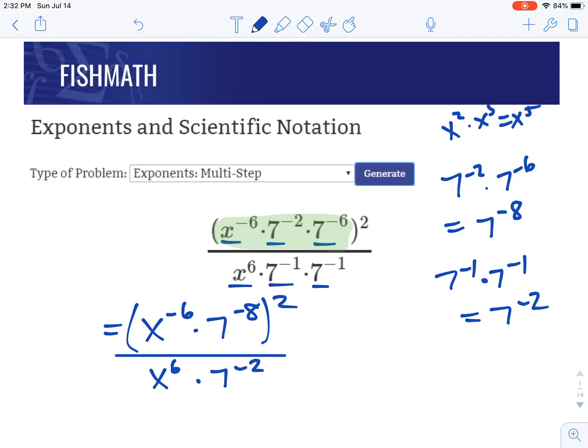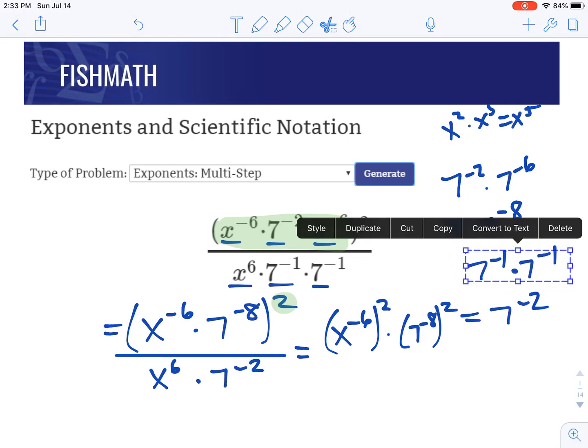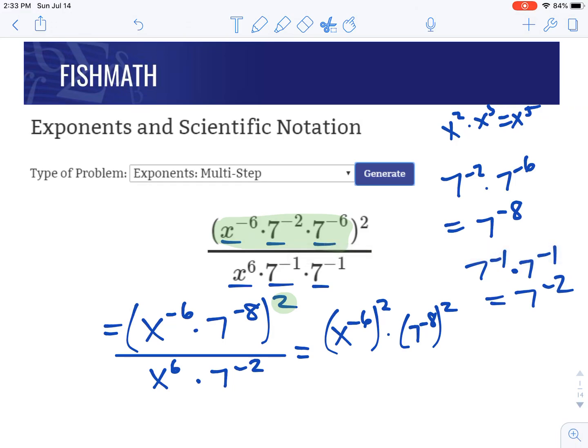From here, we can then take care of the power on the outside of the parentheses by essentially distributing that in to each of the powers on the inside. So that looks like this. It would be x to the negative 6 squared times 7 to the negative 8 squared. So we're essentially taking that squared and we're just giving it to everything on the inside. And then on the bottom, still the same, x to the 6 times 7 to the negative 2.